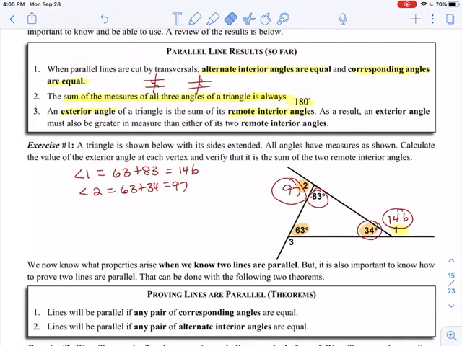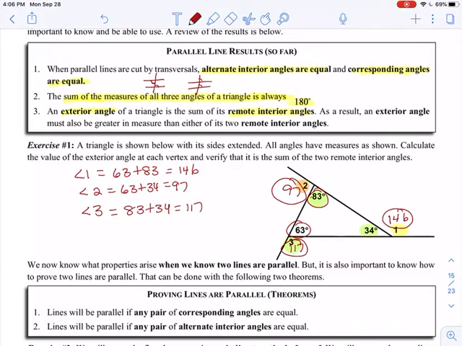And the last one that we have is, and let me get my eraser out, angle 3 right here, that's an exterior angle. It equals the two remote interiors, so the two interior angles that are furthest away from it. So it equals 83 plus 34. And 83 plus 34 is 117. So this equals 117. And let's double check. What's 63 plus 117? It's 180. Okay, so that's a property. The exterior angle equals the sum of its two remote interior angles.